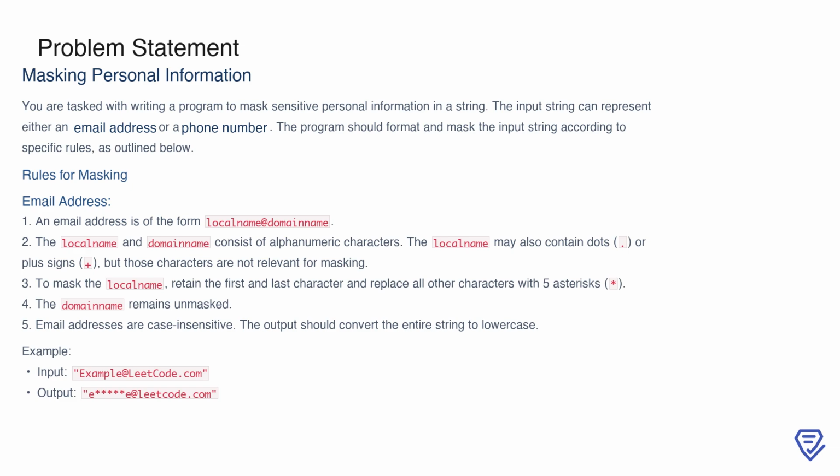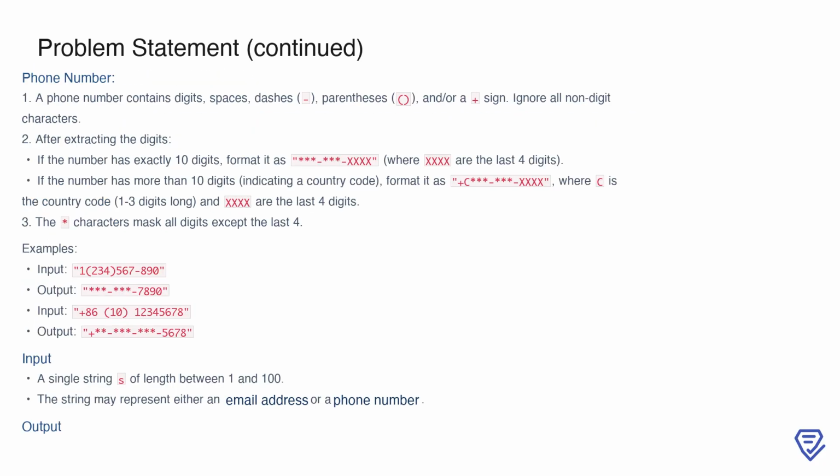For example, if the input is example@LeetCode.com, the output would be e*****e@LeetCode.com. As you can see, the local name is masked while the domain name remains unchanged, and the entire string is in lowercase. Now, let's talk about the rules for masking a phone number.